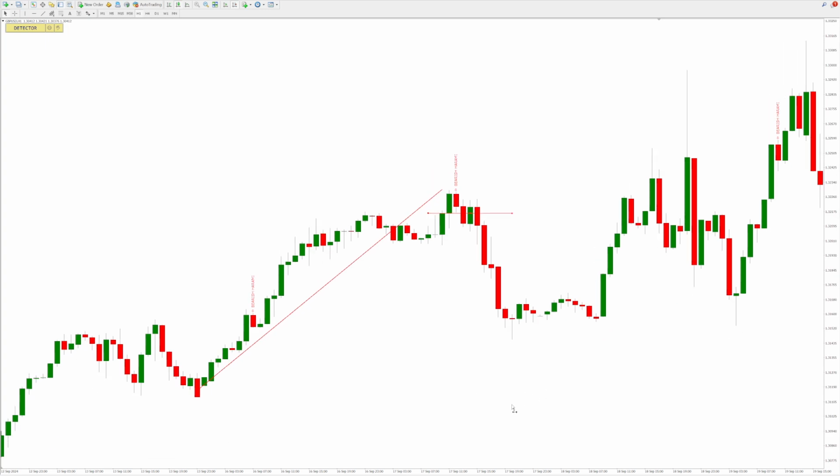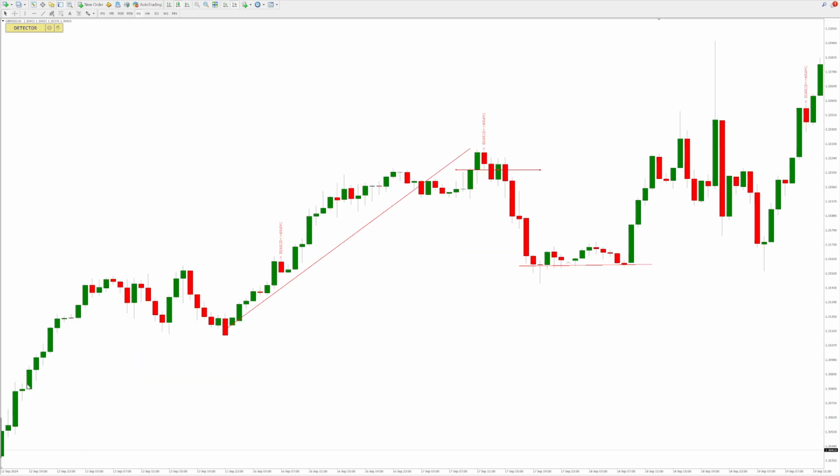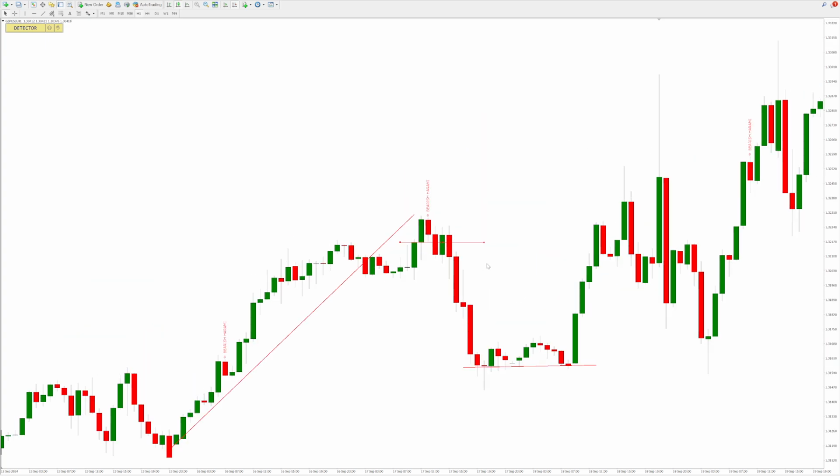Once you see price start to stall like this from this level of support, it can be a sign that the reversal has perhaps come to an end, and price is going to continue on the overall trend, which is in an upwards trajectory.